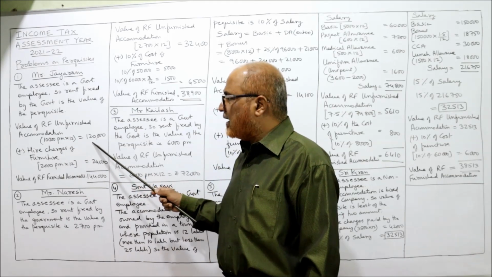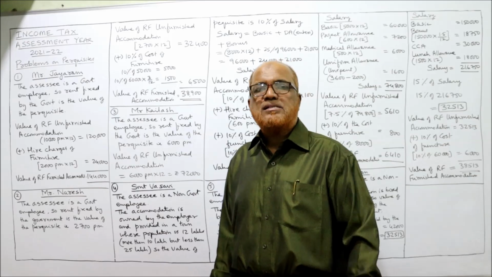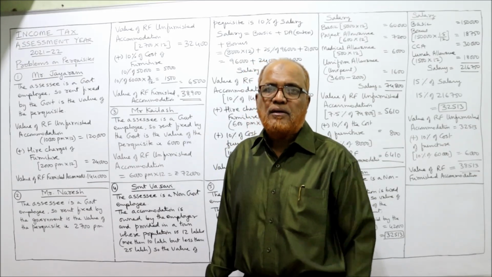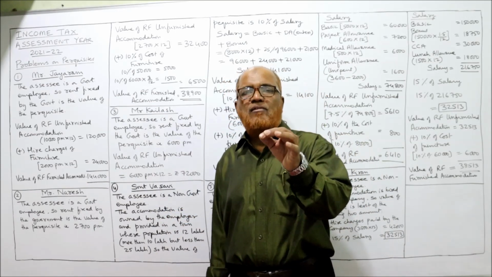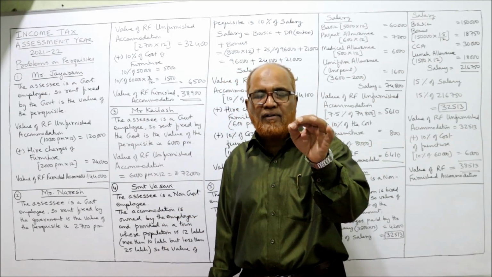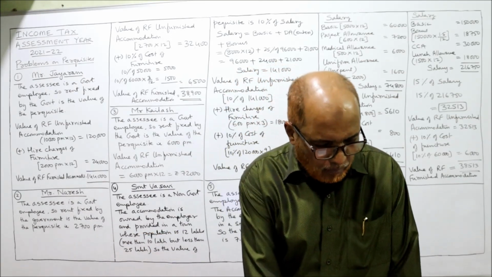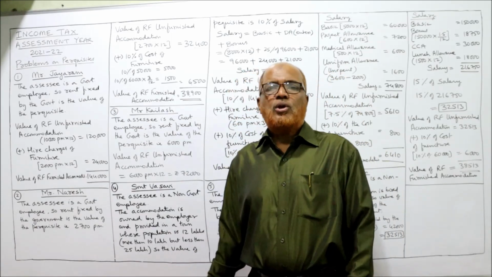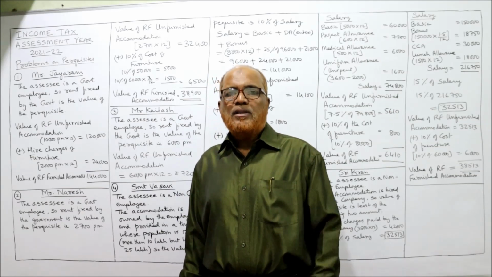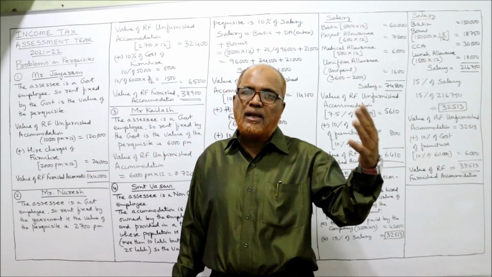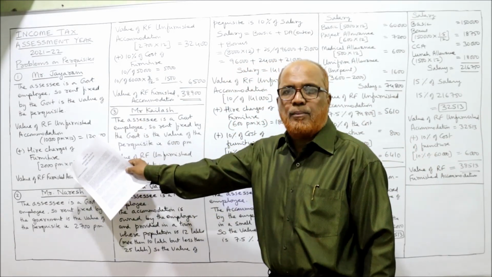So 10,000 into 12, 1,20,000, plus hire charges of the furniture. It is given in the last line of the problem, 2,000 rupees per month. So 2,000 into 12, 24,000. Add up both: 1,44,000 is the value of rent-free furnished accommodation. One problem completed. Not much complication is there if the employee is a government employee; the calculations will be required only if the employee is a non-government employee. The first problem, government employee.